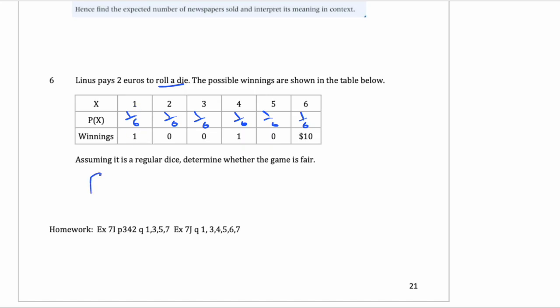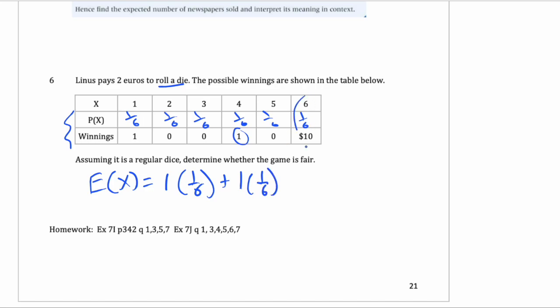Okay, so let's get the expected value. Expected value is 1 times 1/6. And these are zeros, so we don't need to include those. We need to multiply these things together, right? We get €1 for rolling a 4, so that's 1 times 1/6. And over here you get €10 for rolling a 6, so that's 10 times 1/6. And this equals 2, which equals the amount that you pay. So therefore, it's a fair game.